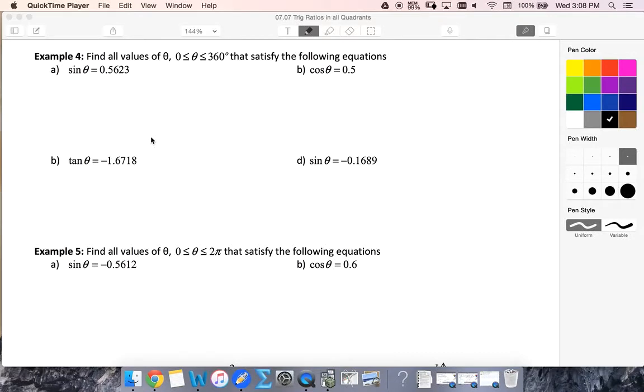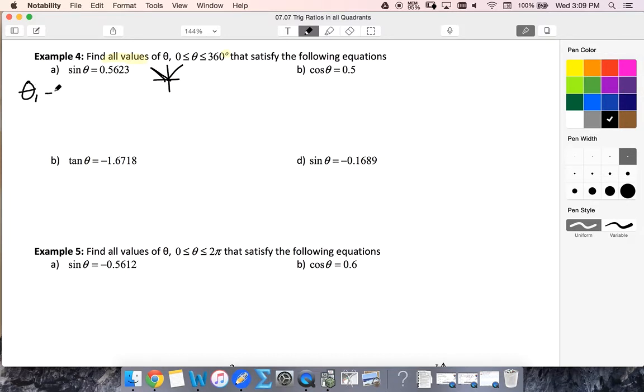All right, we've got a few more examples of finding angles. So now we're told to find all values. I'm going to highlight the important parts: all values of theta between 0 and 360 degrees, so I'm in degree mode, that satisfy these equations. Well, sine is positive, and I know that sine is positive in quadrant 1 and quadrant 2. So I'm looking for two answers here.